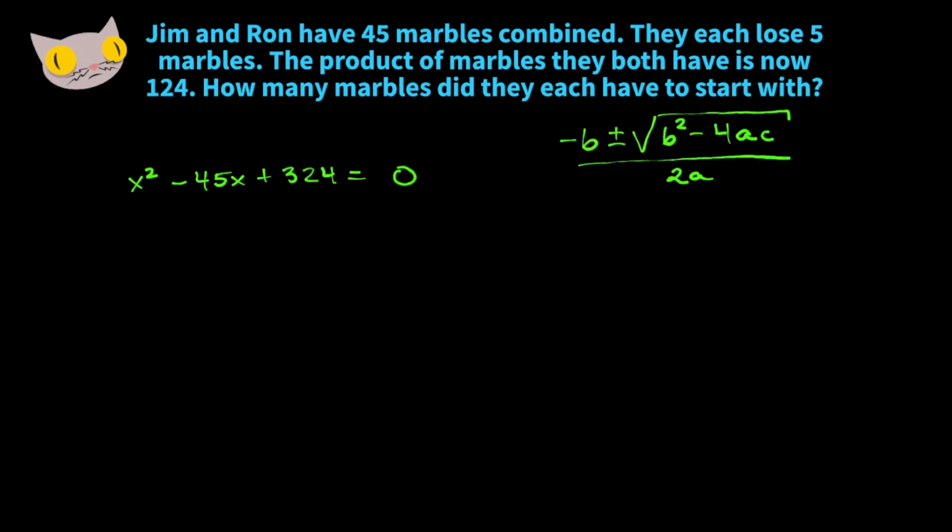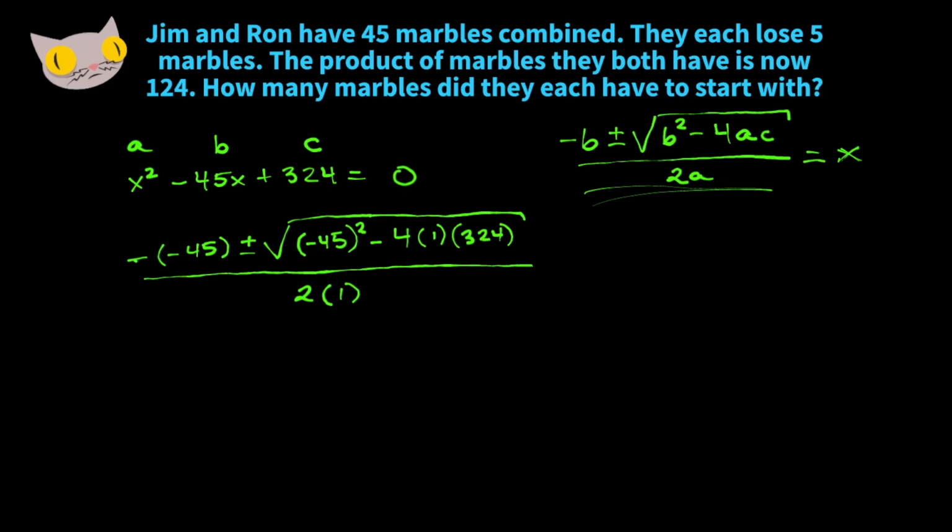This is the quadratic formula. Negative b plus or minus square root b squared minus 4 times a times c all over 2a. And that's going to give us our x values. So this is our a term, this is our b term, and this is our c term. So let's fill this in. So we have negative negative 45 plus or minus the square root of negative 45 squared minus 4 times 1 times 324 all over 2 times 1.